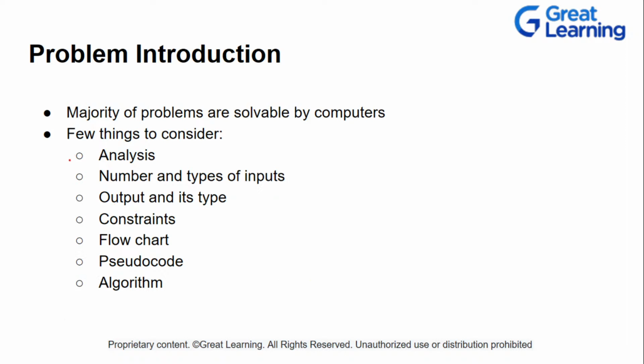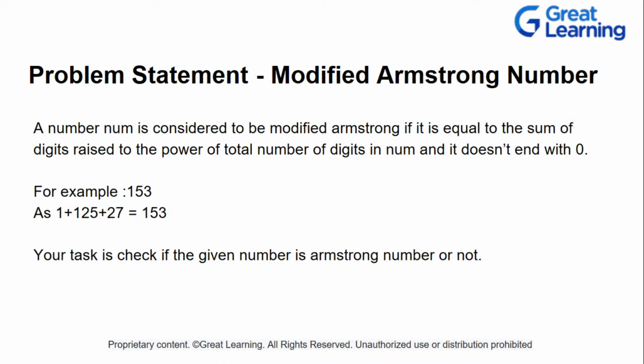So one thing is analysis, constraints, number of input types, constraint is there, analysis, and then the flowchart will come. Once you have clarity over these 4 things, we'll talk about them in more detail. Then we will write a flowchart of that particular problem, and then the pseudocode, and then the algorithm. Okay, now let's see what is the analysis.